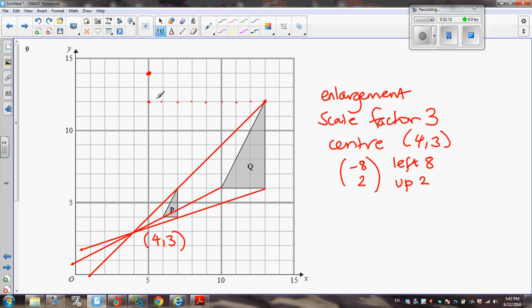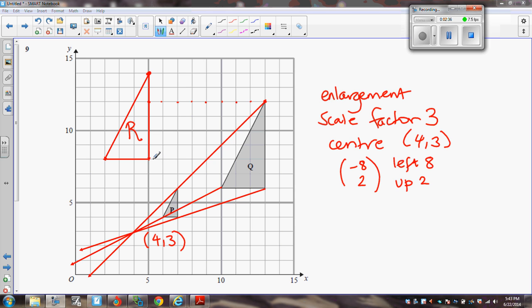So the triangle is 6 squares high. Let's use a ruler here. So it's going to be 1, 2, 3, 4, 5, 6 squares high. It's also going to be 3 squares this way. So I'm going to go 3 across like that, and then join up here. And there is my enlarged triangle, and I have to call that triangle R.